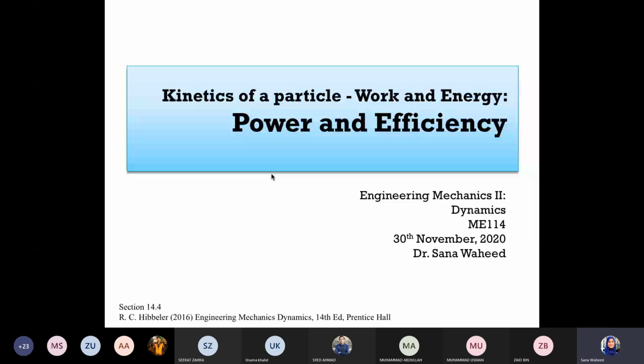a particle. Right, so continuing on, related to the concept of work is something known as power. And now we'll see essentially what that is and why it's so important. Now, this power... Power is basically the rate at which work is done.